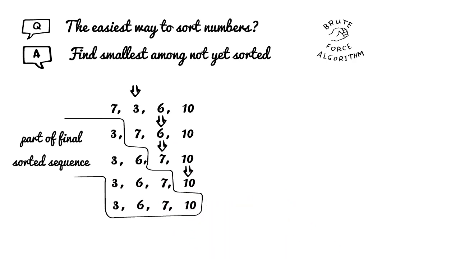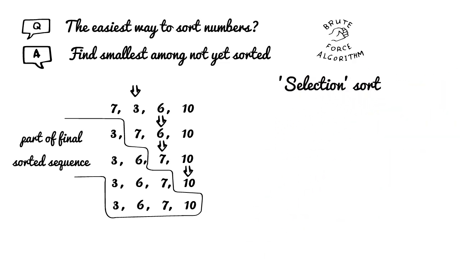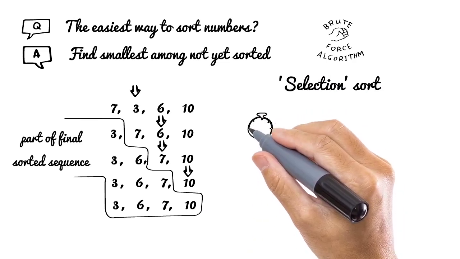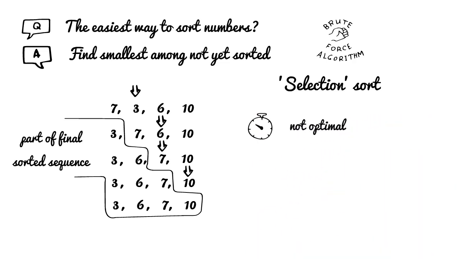Often algorithms were given names. This one actually also has a name: selection sort. But like other brute force solutions, it gives an obvious, intuitively working solution. You definitely take into consideration all input data, but it's not optimal from a runtime perspective.